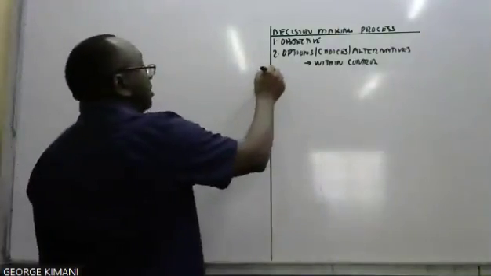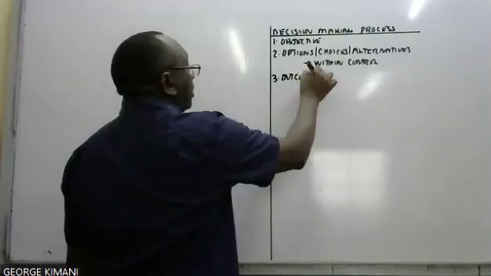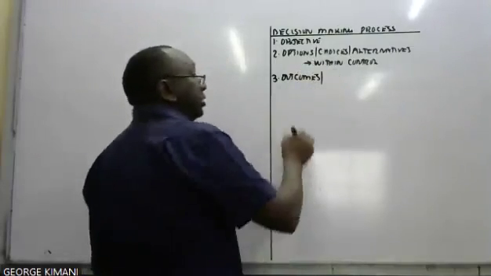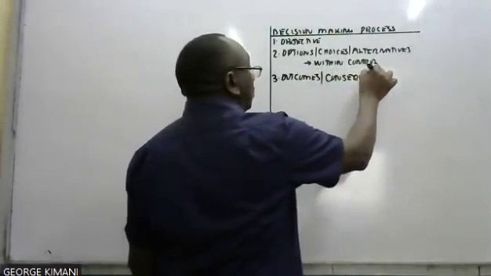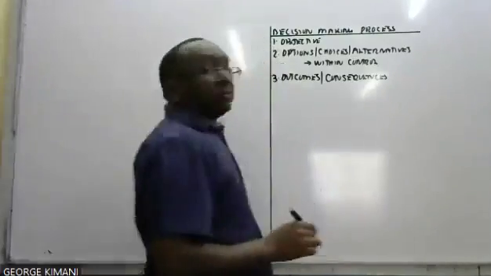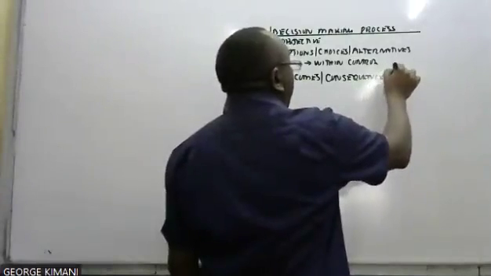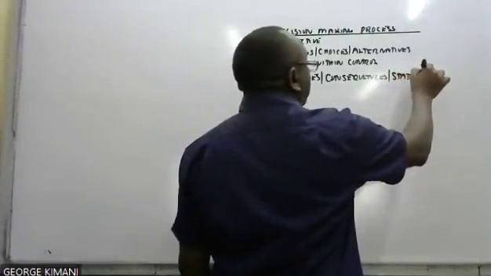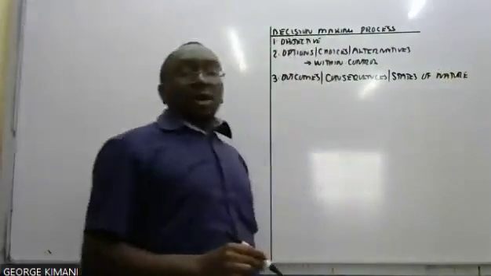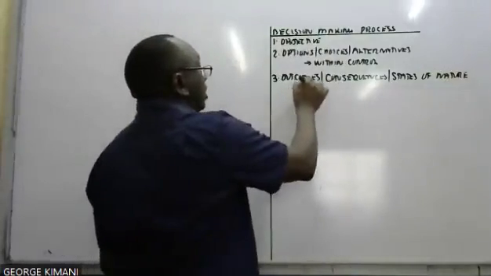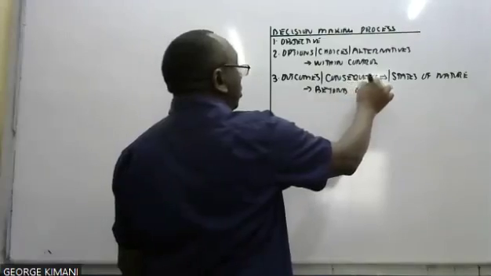The third step is to identify what we call outcomes. Now, these outcomes are what in other areas you hear people calling consequences. And some other people will call them states of nature. And why we call them so is because they are beyond control.